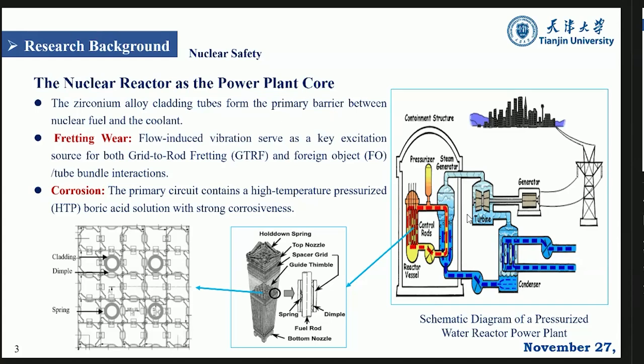The first question is about fretting wear. Fretting wear is generated by vibration. The flow-induced vibration serves as a key excitation source for both grid-to-rod fretting and foreign objects interacting with the tube bundles. Also, we have the corrosion problem. The primary circuit contains a high temperature, high pressure boric acid solution with strong corrosiveness. So we want to solve these two kinds of problems to make sure the cladding tubes are safe.